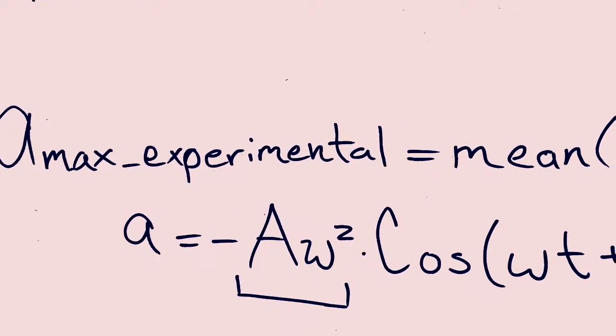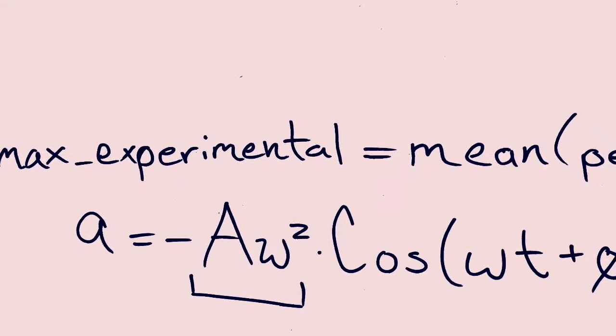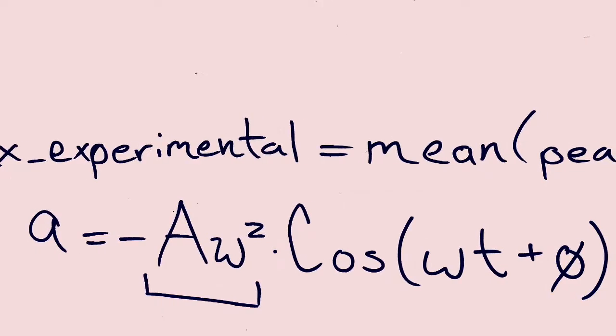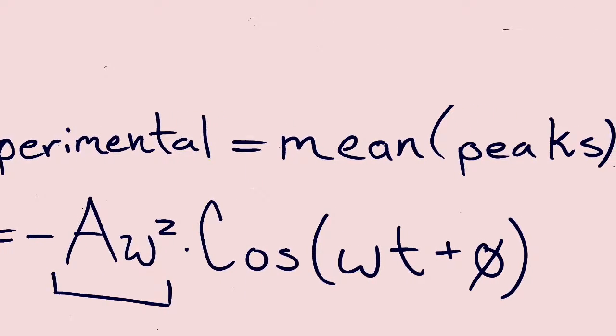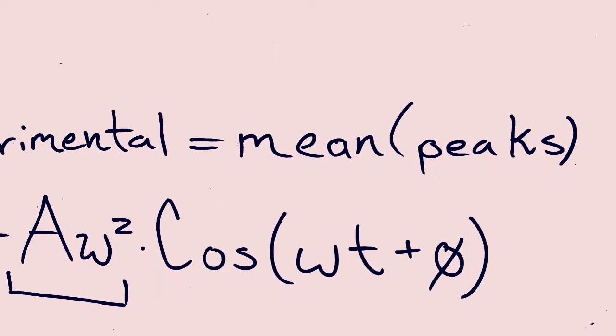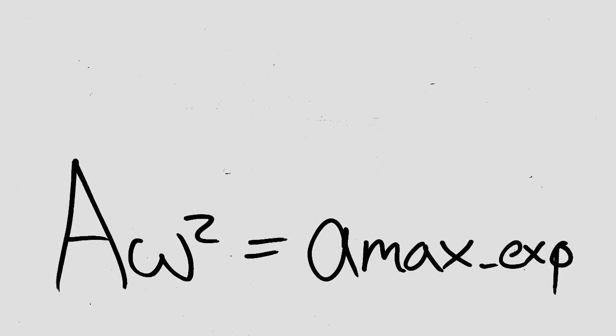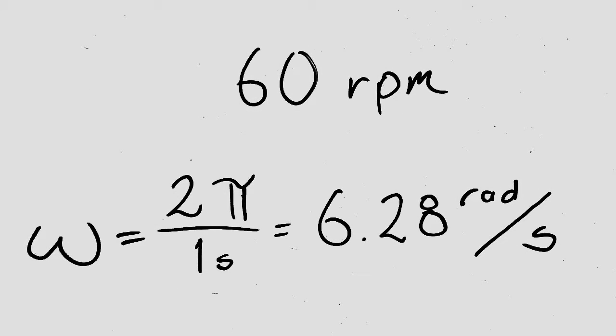To get the maximum experimental acceleration, we take the mean of the peaks of the graph we obtained. Now, analyzing the formula of the acceleration and getting the maximum acceleration, we can say they are the same. Now, to get the W, we use the revolutions per minute. A complete revolution is 2 pi, and it takes a second to complete one, so the W is 6.28 radians per second.